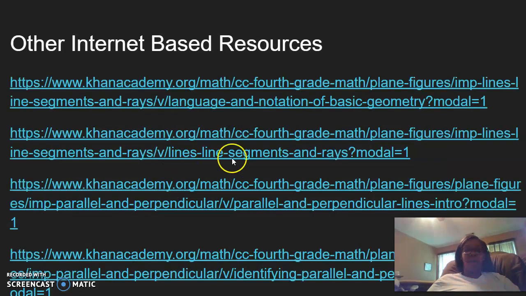All right, I have shared several other internet-based resources with you that will give you a little bit more practice with identifying those geometric terms. So if you need to, you can check these out.